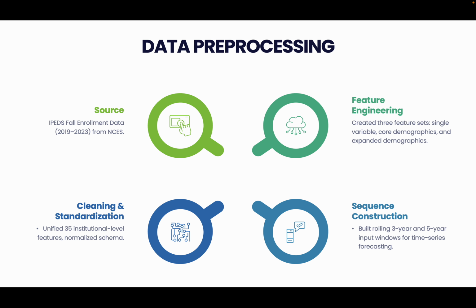So data preprocessing. For our work, we used the IPEDS fall enrollment dataset covering 2019 through 2023. We first standardized the schema to align different years and removed incomplete records to keep the dataset reliable. Next, we designed three feature sets, one using only total enrollment, one with gender based core demographics, and one expanded to include race and residency categories. Finally, we applied a sliding window approach, building both 3-year and 5-year sequences to prepare the data for forecasting.